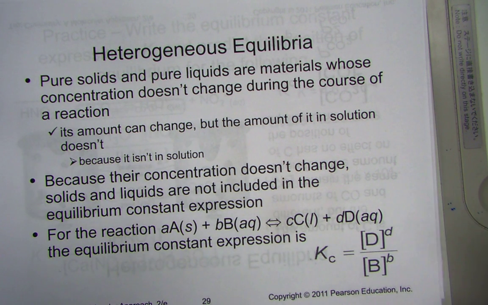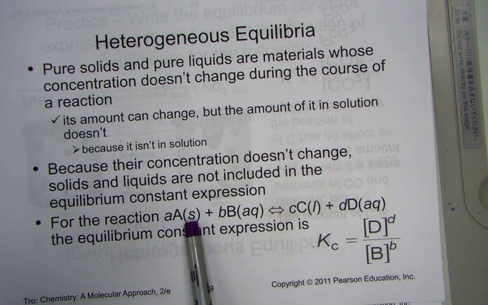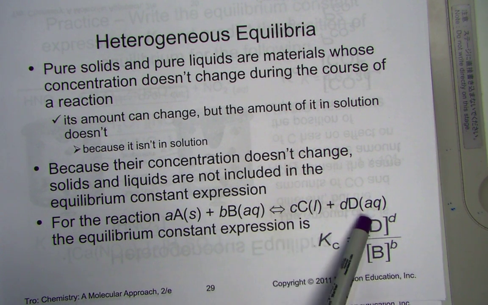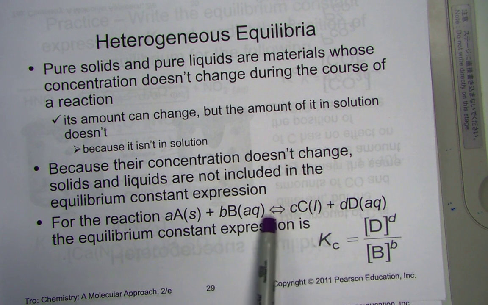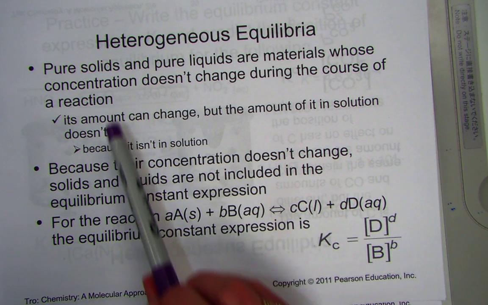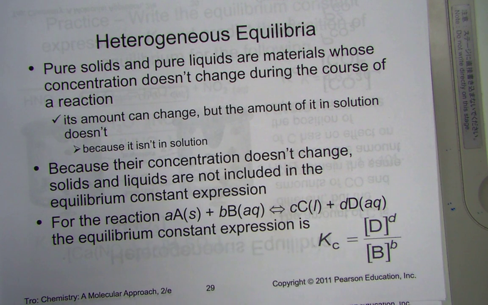Heterogeneous is describing phases of matter that are different throughout an equation, such as having a solid with an aqueous and a liquid and another aqueous. This is a heterogeneous equation. Since pure solids and pure liquids do not have concentrations, and would not exert a pressure, we do not include them in the equilibrium expression.